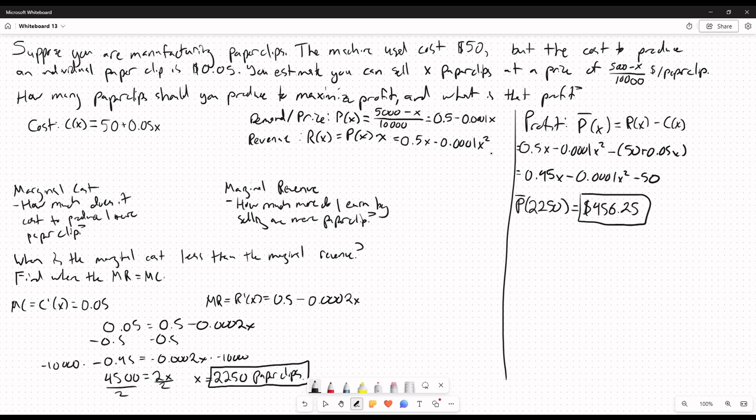So just to conclude, if we have a cost function and a demand function, first of all, we find that demand function to get our revenue function, and then we want to find where the marginal cost equals the marginal revenue. That point is going to be basically the amount that we want to produce in order to maximize profit. So there's a little bit of where derivatives come in handy when we're doing some economics.